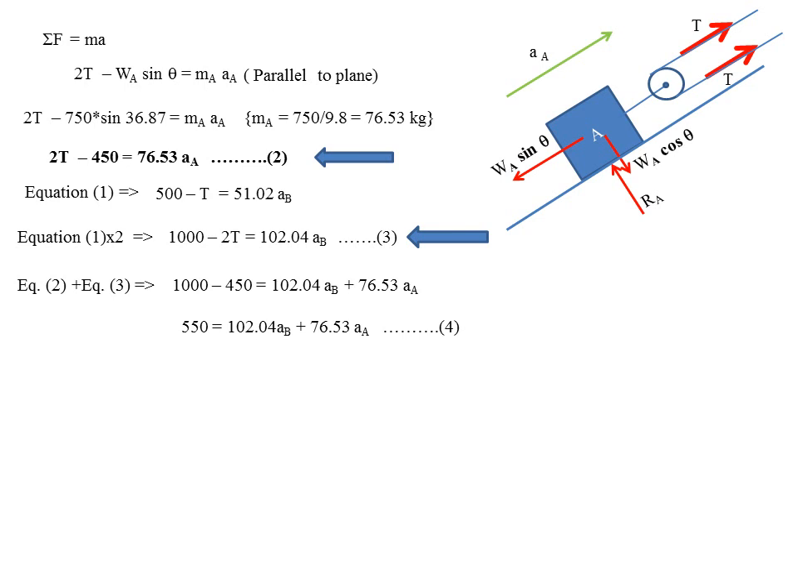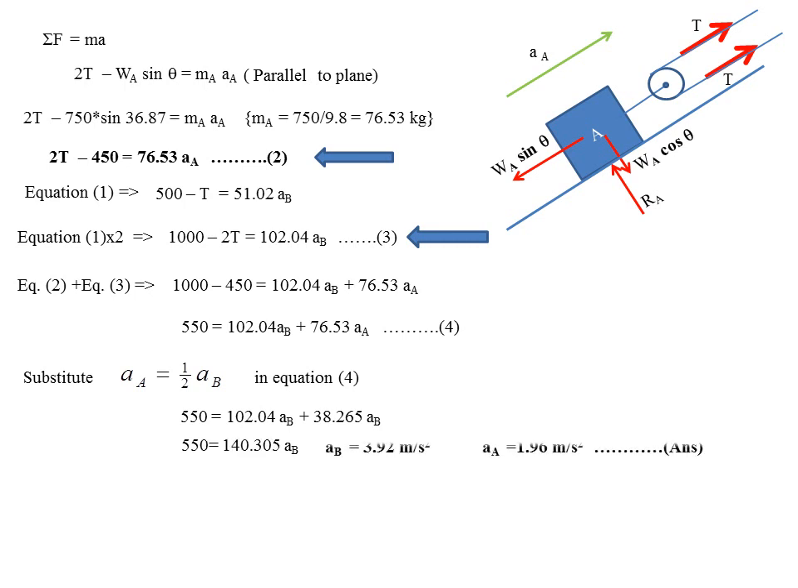Now like in the previous case, we know the acceleration of A is half the acceleration of B. Substitute in this equation 4, we will get 550 equal to 102.04 AB plus 76.53 divided by 2, which is 38.265 AB. Now if you rearrange this, we will get the value of AB as 3.92 meter per second square, and since AA is half of AB, AA is 1.96 meter per second square. So we got the value of acceleration.